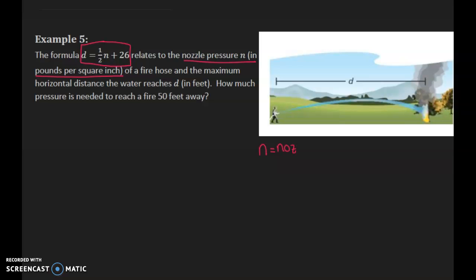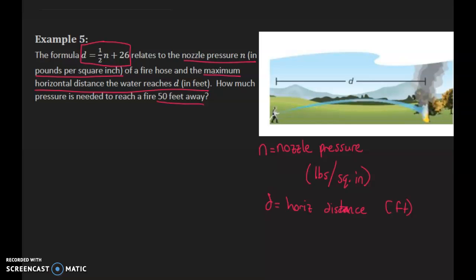N is the nozzle pressure, and its label is going to be pounds, I'm going to abbreviate pounds, per square inch. That's the nozzle pressure of a fire hose and the maximum horizontal distance the water reaches D in feet. So D is the horizontal distance, meaning how far it shoots out horizontally, and that label is in feet. So it says how much pressure is needed to reach a fire 50 feet away.